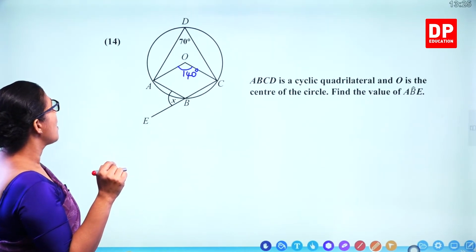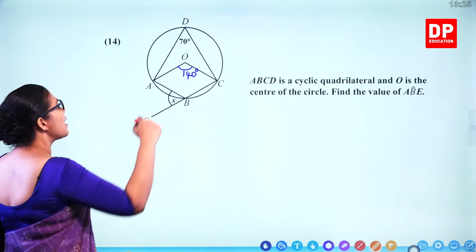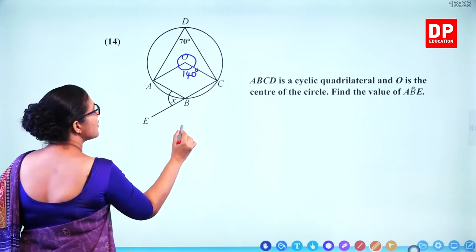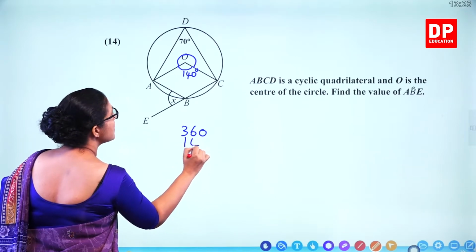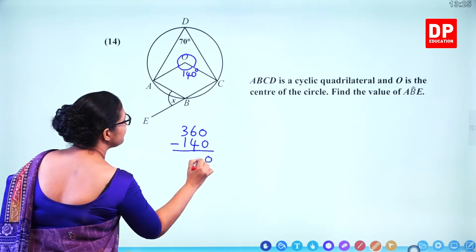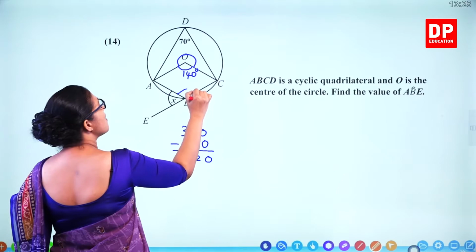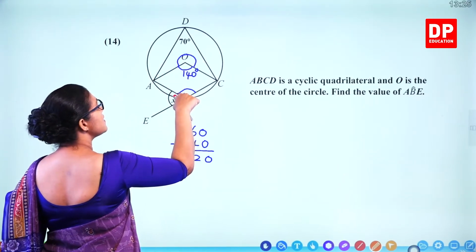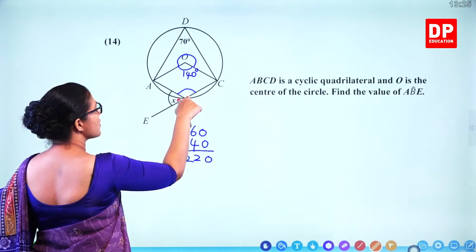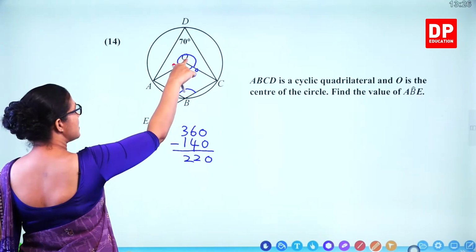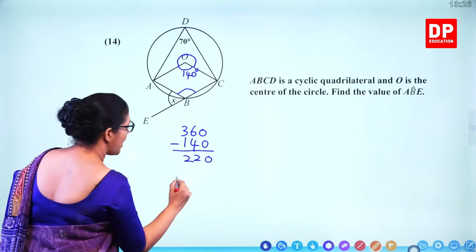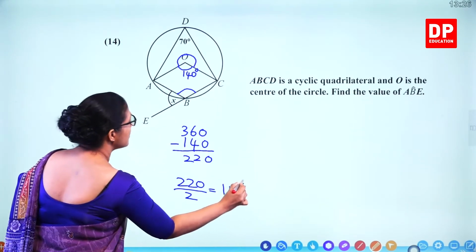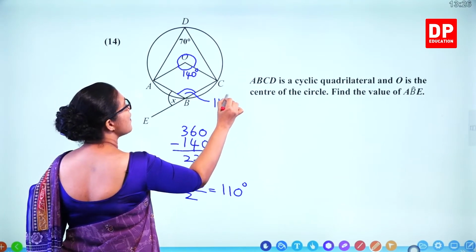Then what's the other one? Now if this one is 360 minus 140, this becomes half of that. So this is the angle subtended at the center and this is the angle subtended on the circumference. So 220 is this. Divide by 2, 110. So this angle is 110.